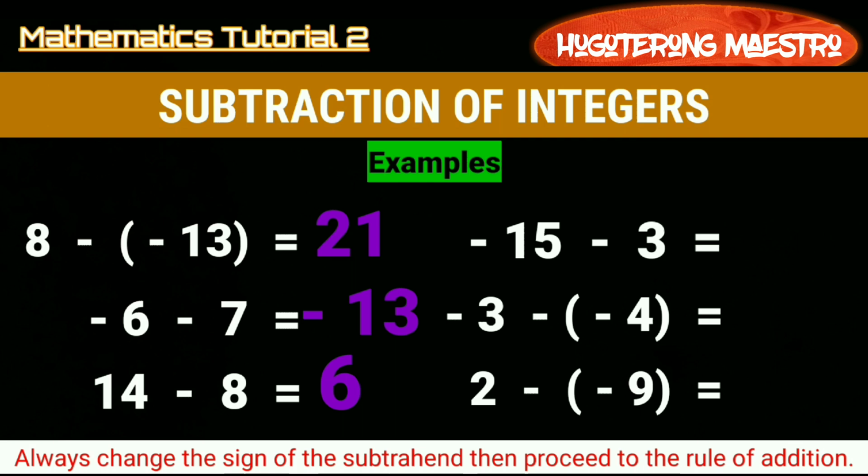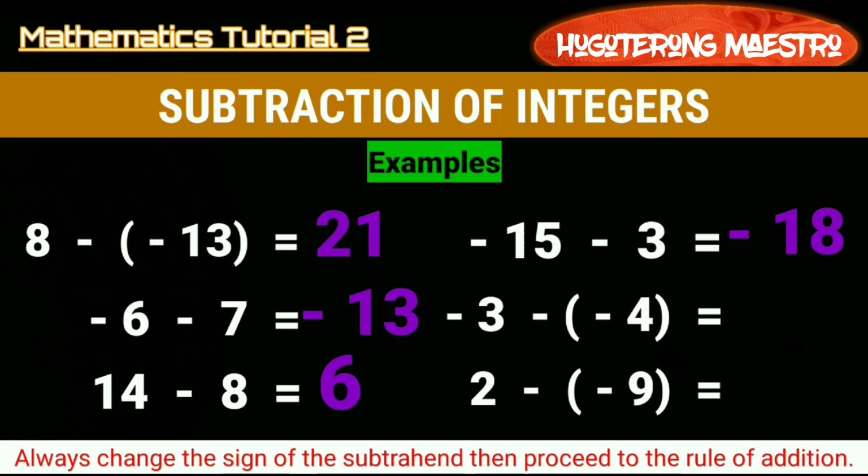So, ang sagot natin dito ay negative 18. Negative 18 dahil ang ating subtrahend na 3 ay magiging negative yan, then we will proceed to addition. So, negative 15 and negative 3. I-add natin yan and we will follow the sign which is negative. Kaya negative 18 ang sagot natin. Next, negative 3 minus 4.